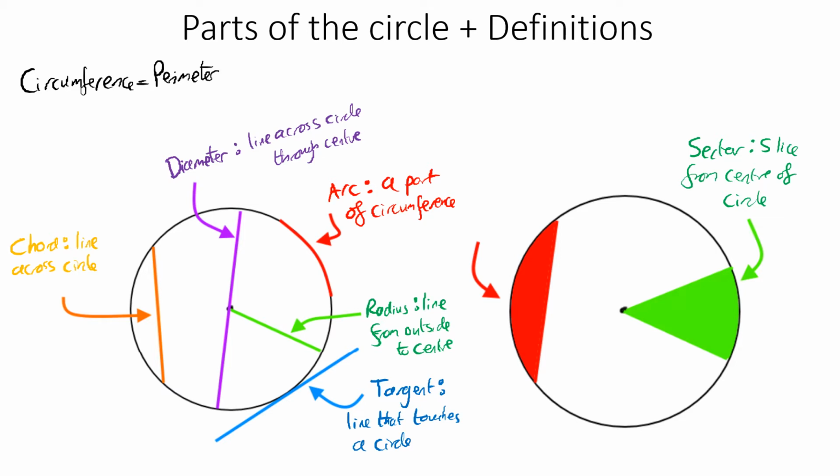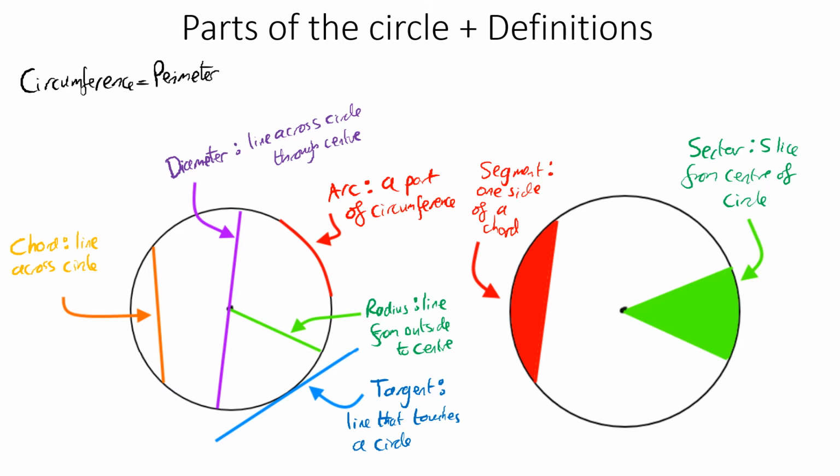And we've also got in red something called the segment. And a segment is one side of a chord. Technically we could pick either side and call them segments. The one that we've shaded in there is called the minor segment. The other side would be called the major segment. In circles, minor generally means less than half and major means more than half.